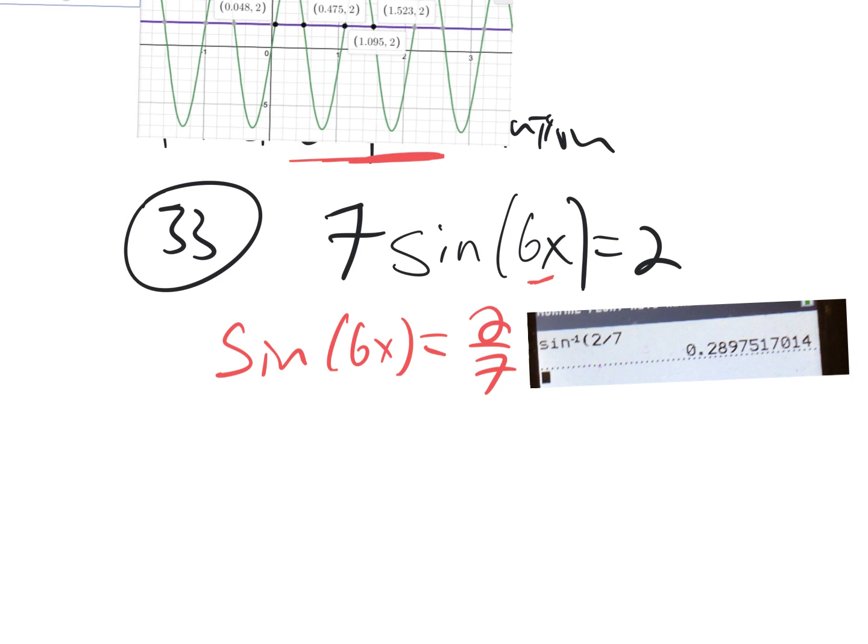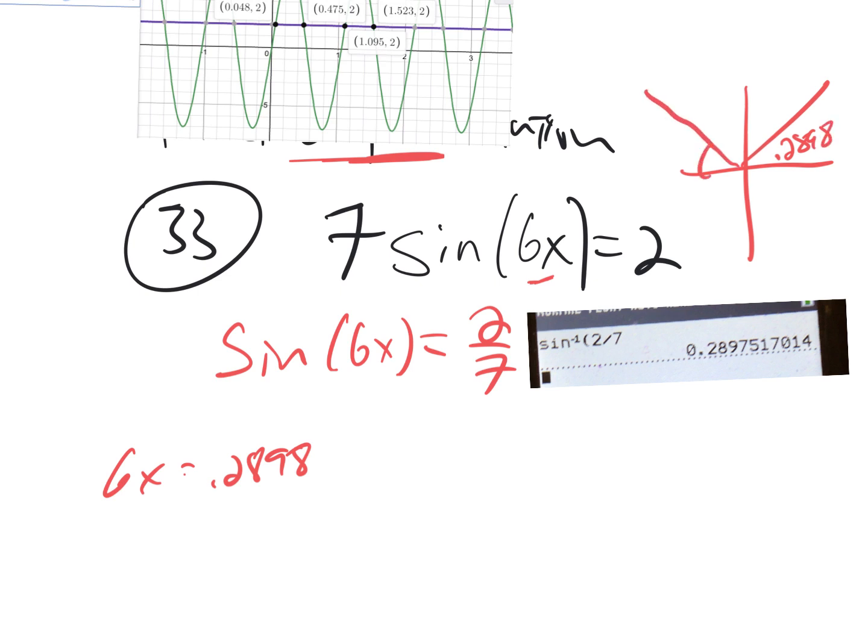What I didn't deal with is that 6x. So I've got 6x equals 0.2898. I also didn't deal with where sine is a positive number. So we know it's positive over here, where is the sine equal to a positive number? Right now we know that this angle right here is 0.2898-ish, and it'll have to be the same over here if it's a positive number.